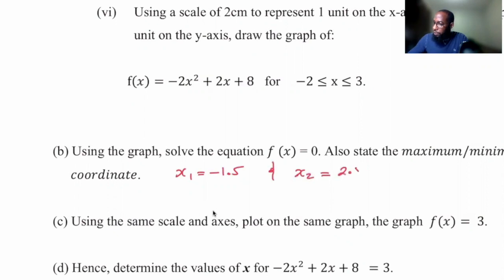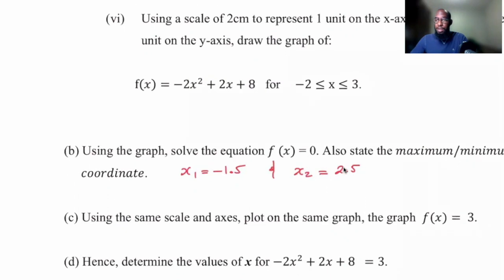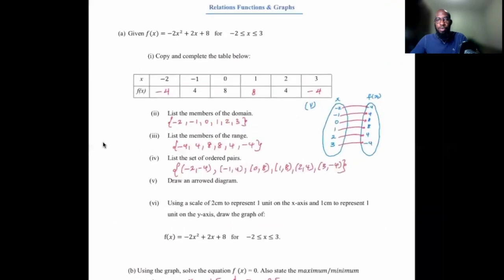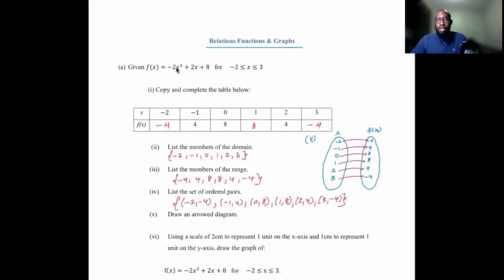Now remember, this x1 and x2 simply means the first x that I located is negative 1.5 and the second x is 2.5. Somebody might put x2 is negative 1.5 and x1 is 2.5, and that is also correct. They also ask to state the maximum or minimum coordinate. Since the coefficient of x squared is negative, it's a maximum graph.